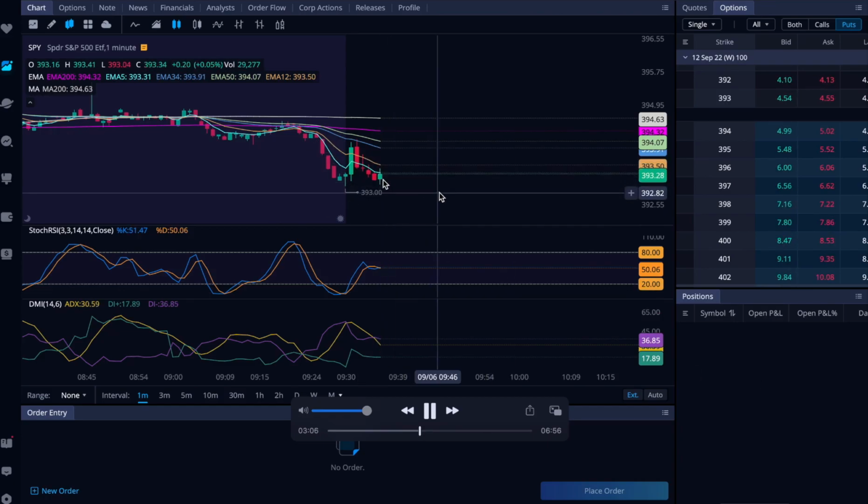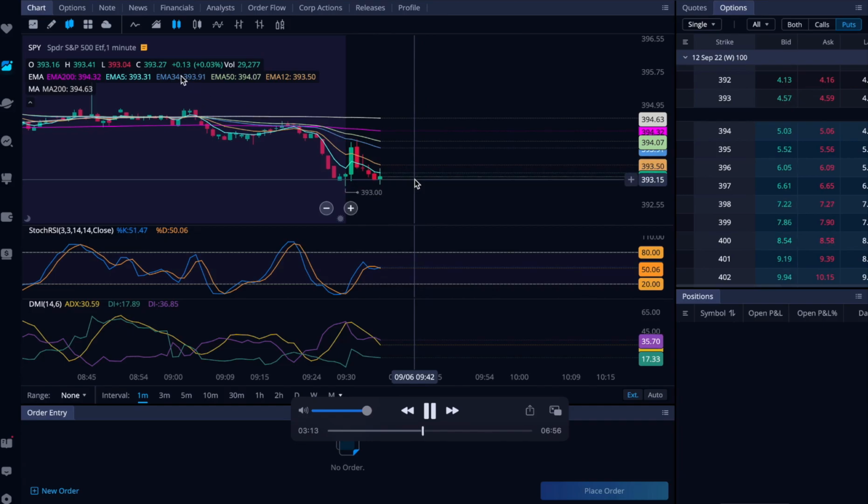The candles are below it, so the trajectory is actually downwards. Then you see right here, the 34 is also below the 50, so that's a downtrend yet again. So you have all this resistance against the candles. The path of least resistance is actually downwards, not upwards.